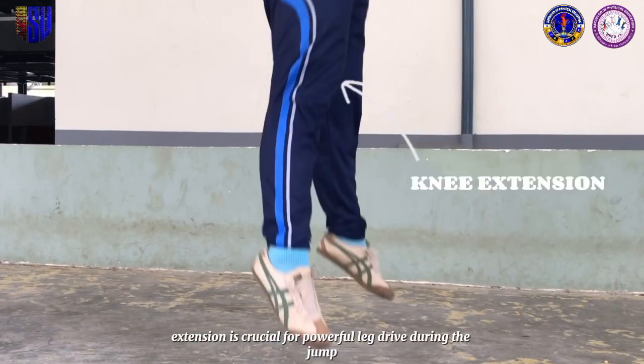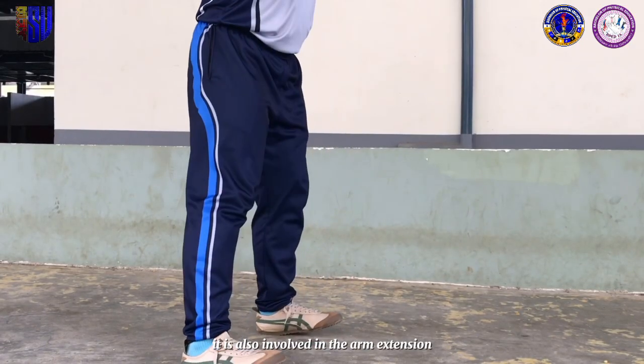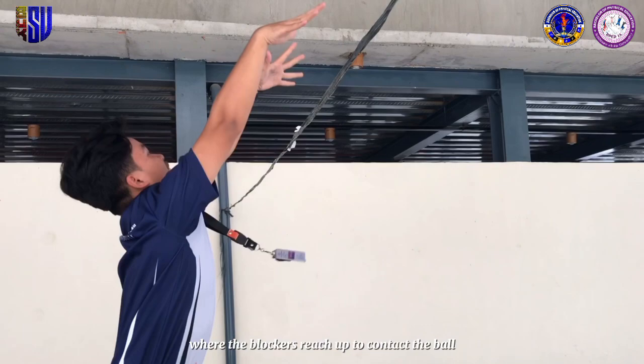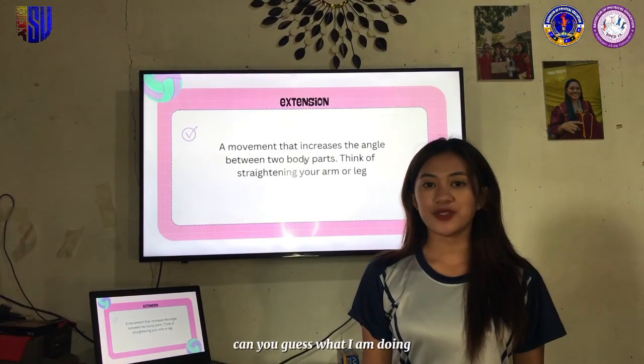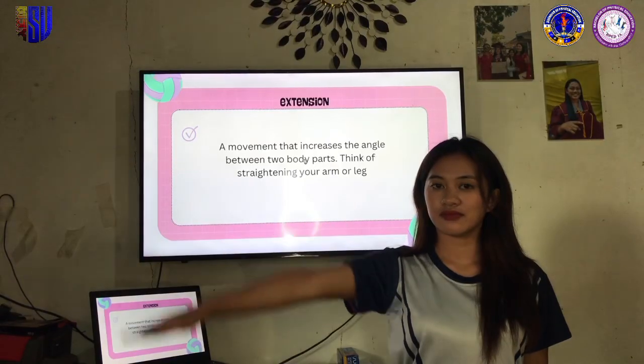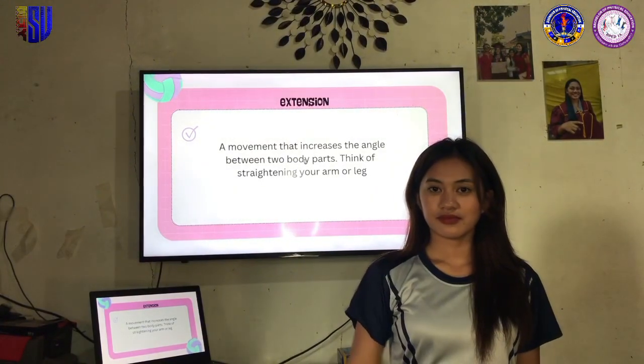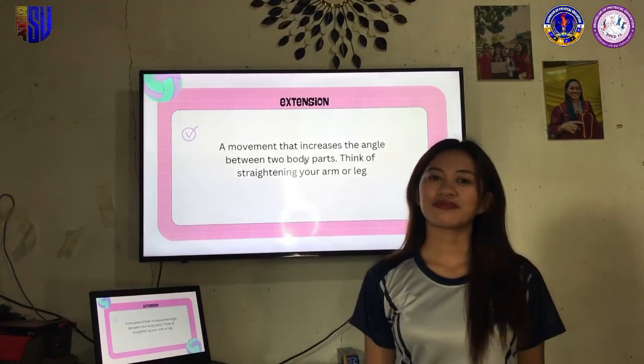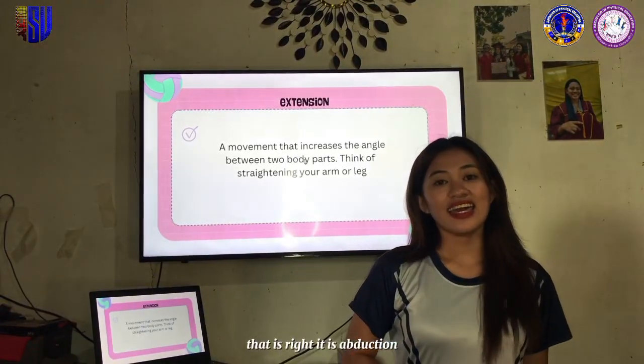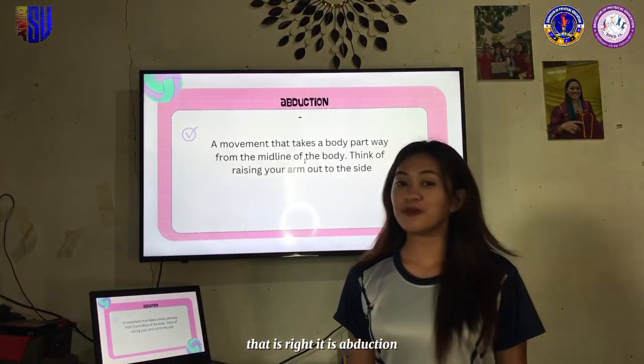Extension is crucial for powerful leg drive during the jump. It is also involved in the arm extension where the blockers reach up to contact the ball. Can you guess what I am doing? That is right. It is abduction.